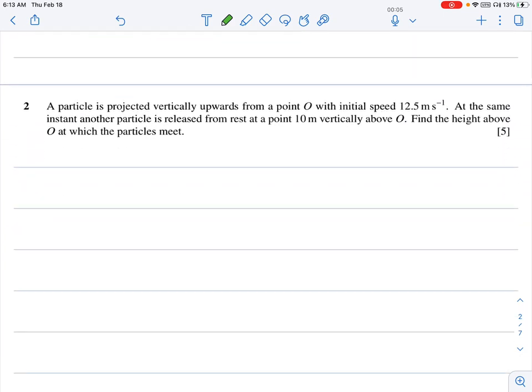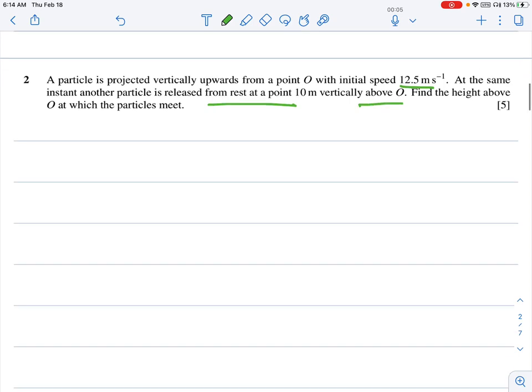Coming to question number 2, a particle is projected vertically up from a point A with an initial speed 12.5 meters per second. At the same instant, another particle is released from rest at a point 10 meters vertically above A. Find the height at which they meet.